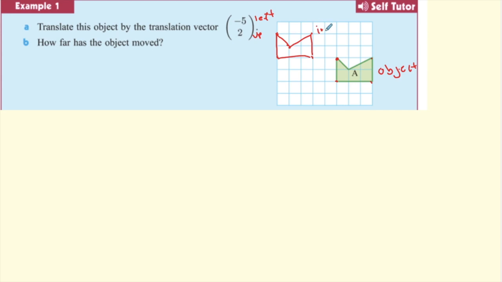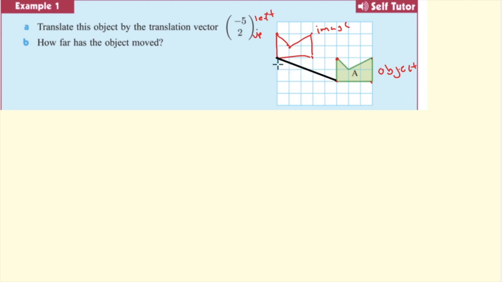And this is our image. All right, now we need to figure out how far it's moved. To figure out how far something's moved, we need to make a triangle. So I'm going to pick these 2 points here to compare. They've moved this distance here.